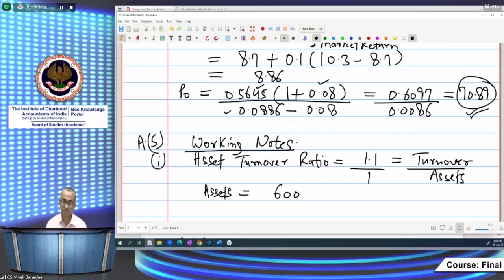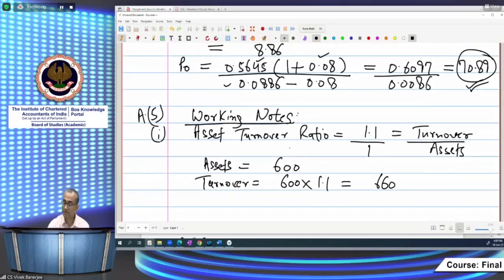So iske basis, so can we calculate sales on this basis or turnover on this basis? The answer is yes. So turnover will be, turnover is 1.1 time of asset. Asset is 600. So turnover will be 600 into 1.1. So it is actually 660 lakhs. So now the sales figure is arrived at.